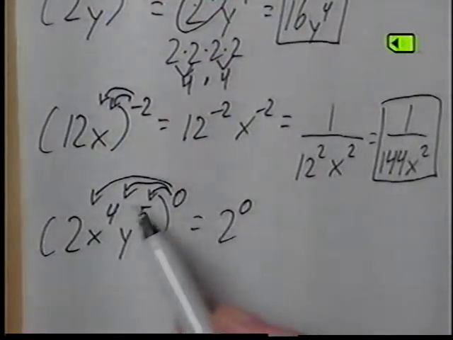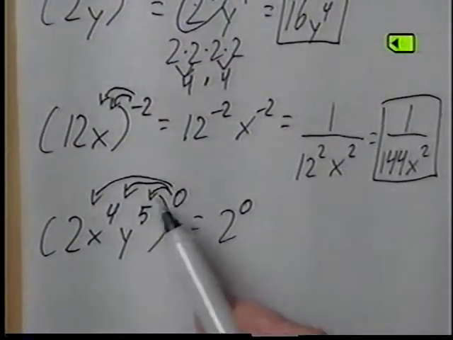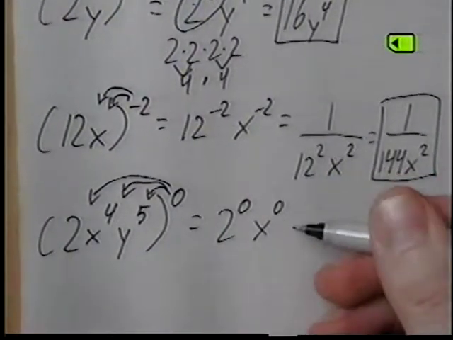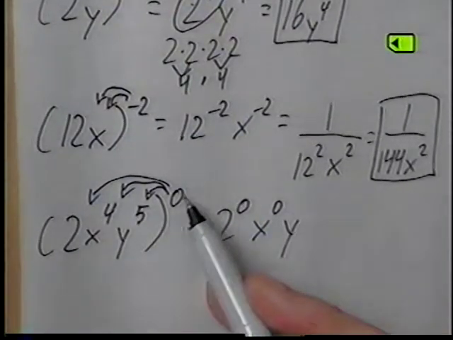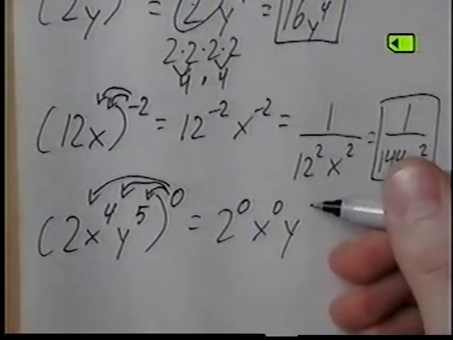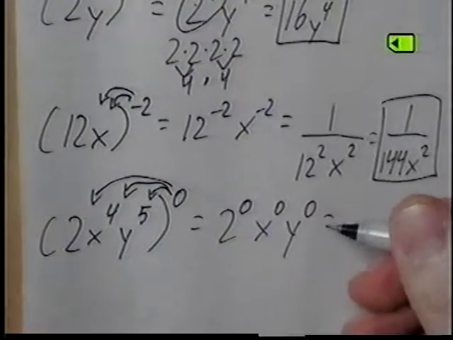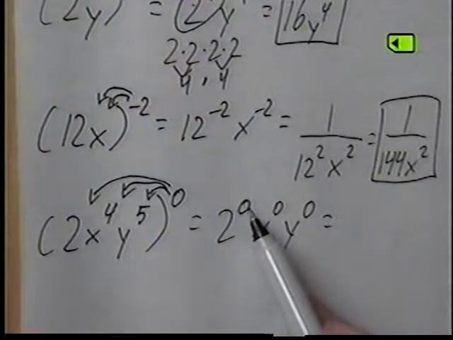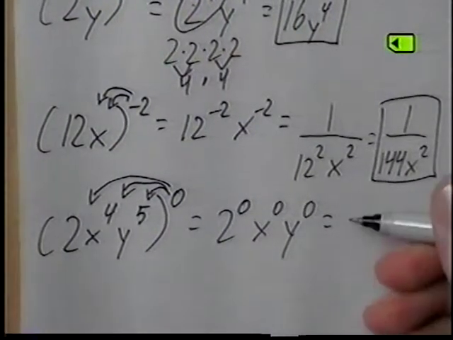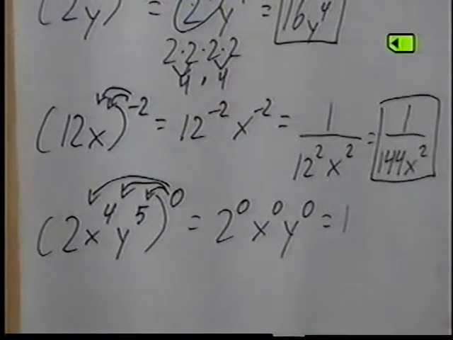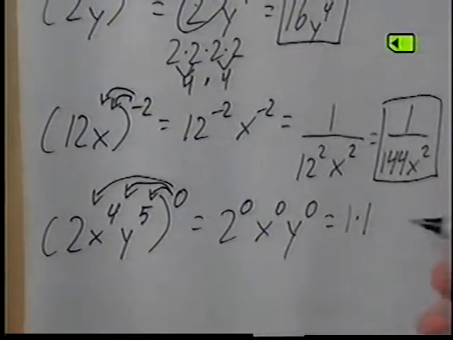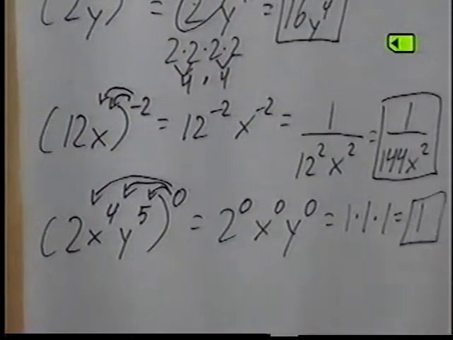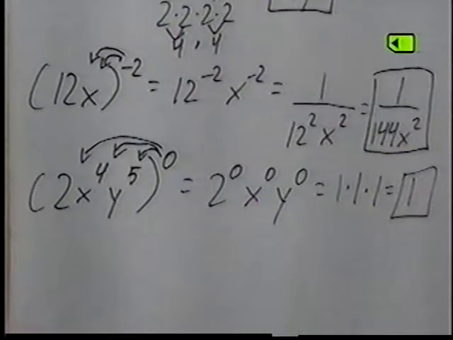If you have 2 exponents separated by parentheses, like the previous examples, you'll multiply these. 4 times 0 would be 0. And the y exponent, separated by parentheses, also multiplies to the 0 power. If you recall from previous lessons, anything to the 0 power equals 1. So 2 to the 0 would be 1, x to the 0 would be 1, y to the 0 would be 1. Multiply them together, and your final answer is 1.